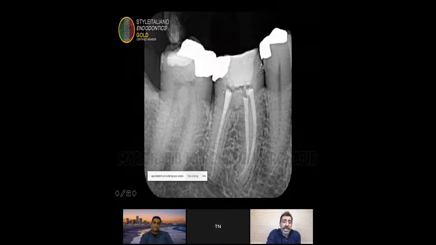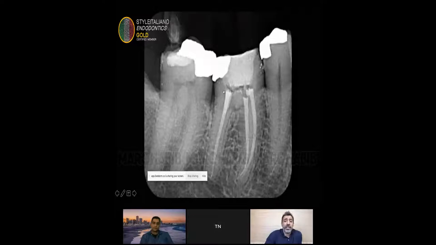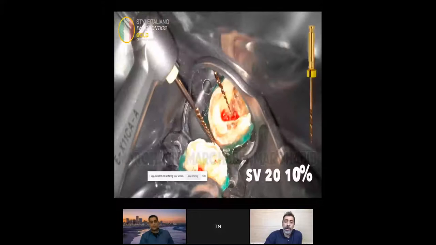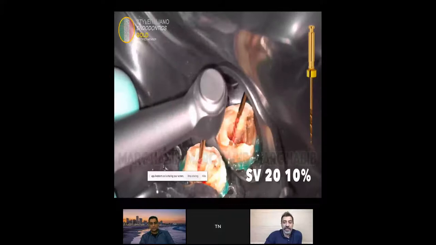So the first thing as well here, after doing the access cavity, I have to examine my access cavity and look if there's something to find or not, an extra canal or not. So here I located my orifices, the entry of each canal. You can see this is an inflamed pulp, SV20 10% as well. We are going to pre-flare the entry of each canal.